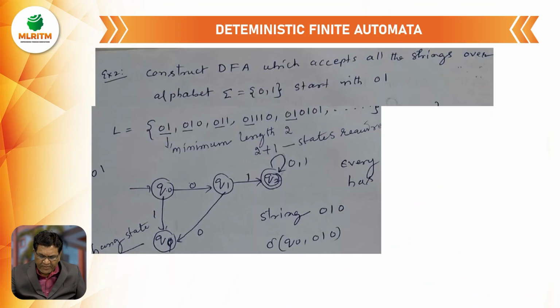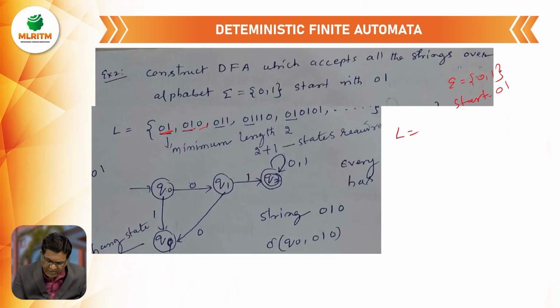Then I want to explain one more example. Construct the DFA which accepts all the strings over the input alphabet 0, 1 that start with 0, 1. Meaning the string should start with 0, 1. Now you can write the language. Initially it starts with 0, 1.